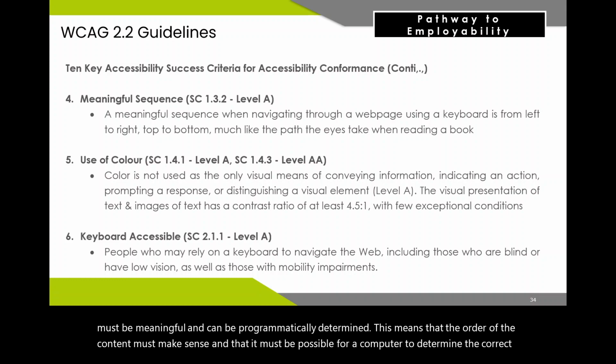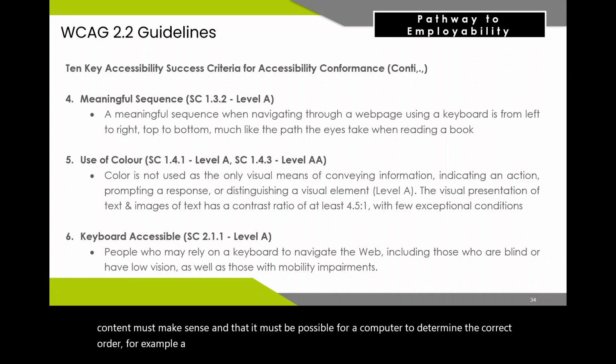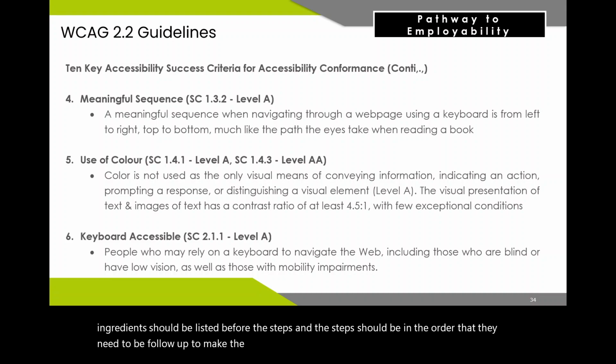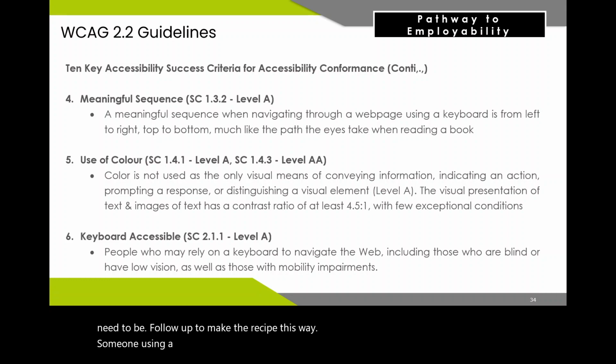For example, a recipe website should have the steps in the recipe in a logical order. The ingredients should be listed before the steps, and the steps should be in the order that they need to be followed to make the recipe. This way, someone using a screen reader or other assistive technology can easily follow the recipe.